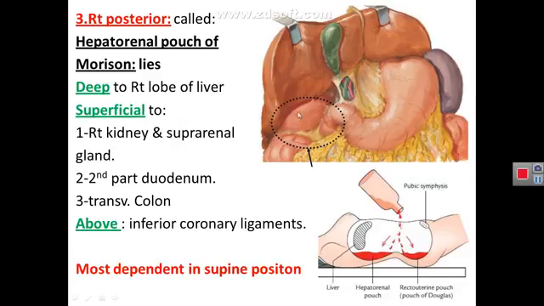But I have to say that this pouch, the Rutherford Morrison pouch, is the most dependent position in the peritoneal cavity when the patient is lying supine. This is important.